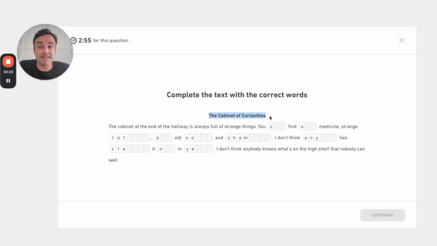Okay, again, read the title, first and last sentences. Okay, can find old medicine, strange lotions, and old soaps, shampoos. I don't think anyone has cleared it out. Oh, my phone, excuse me. Turn your phone off on the real test. Okay, cool. That looks okay.